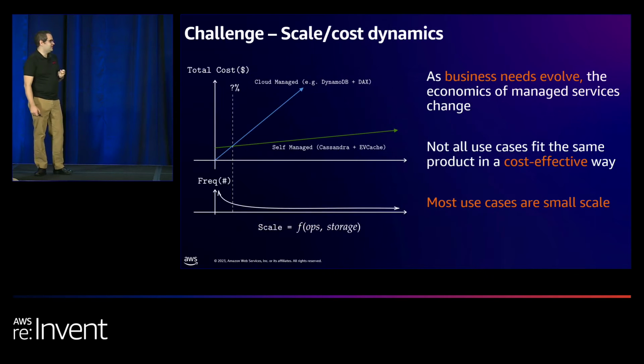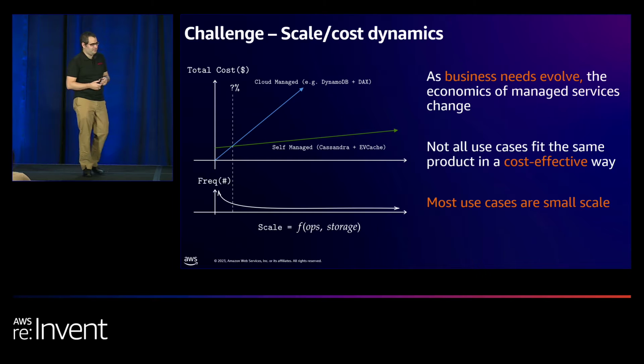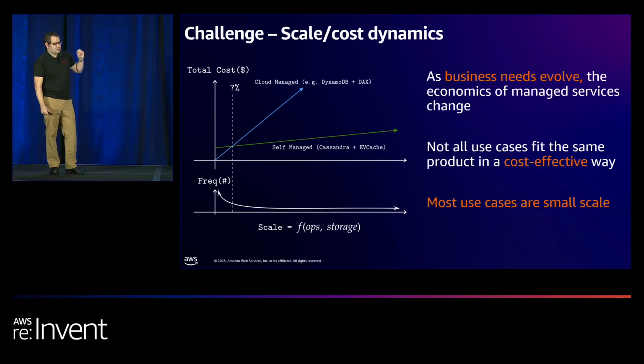And then finally, there's cost. Because it turns out that pricing is another aspect of dynamicism here. In particular, as you scale, the cost trade-offs between managed services and self-managed services change. On the x-axis here, we have a kind of numerical measure of scale. There are a lot of factors that go into scale. On the y-axis, we have how much money that costs.